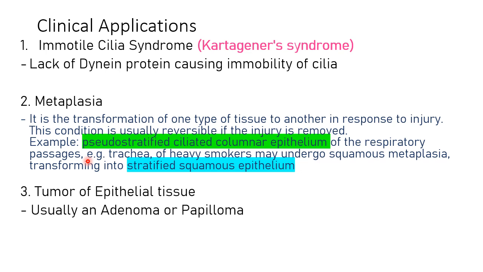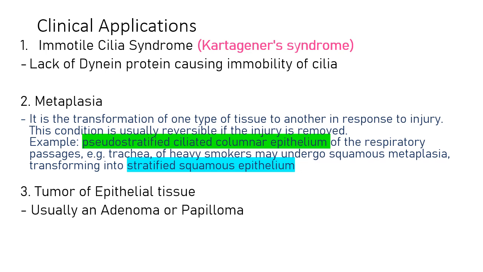For example, pseudostratified ciliated columnar epithelium changes to stratified squamous epithelium. We call this squamous metaplasia, where the pseudostratified ciliated columnar epithelium in the trachea changes to stratified squamous epithelium. Another clinical application that we can mention is tumor of the epithelial tissue. Whenever you have a tumor, it is usually called an adenoma or papilloma.